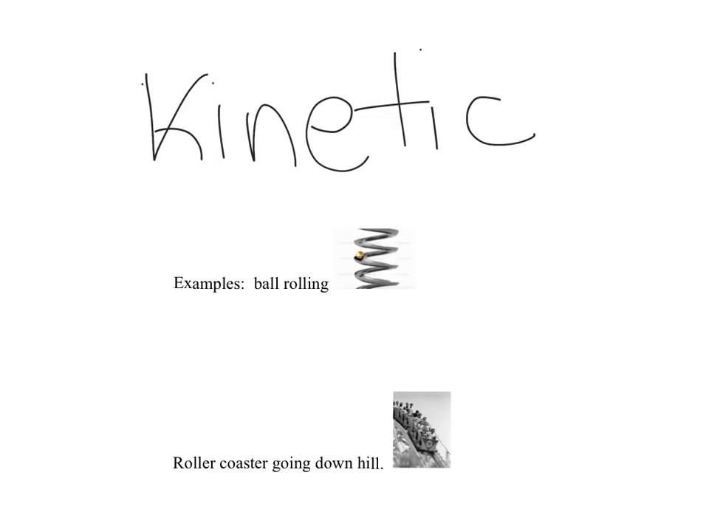Now, the other type of energy is kinetic energy. I had to label mine, but yours should already be labeled. Kinetic energy is energy in motion. So a ball rolling down this spring here, the energy is actually being used at the moment. Another example is the roller coaster going down the hill. It was potential when it was at the top of the hill, but once it actually starts going, it's kinetic.